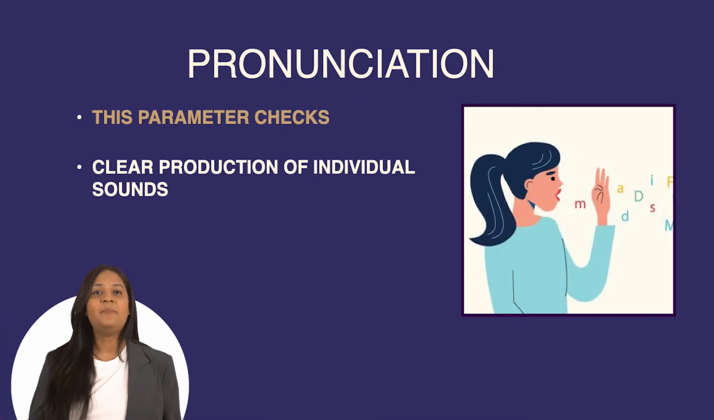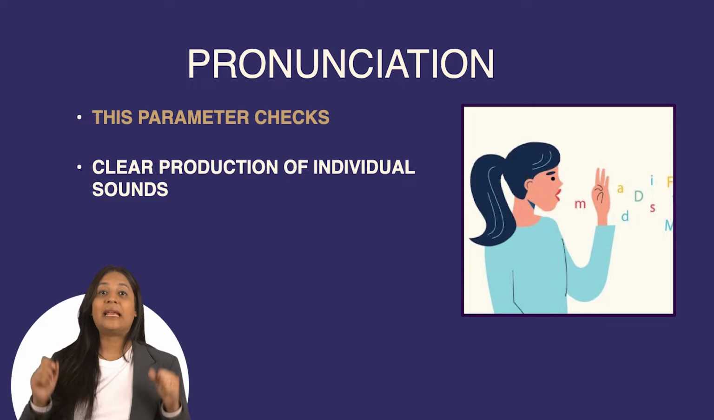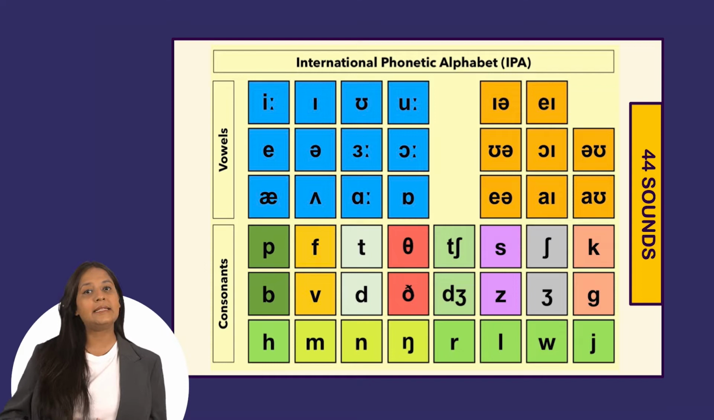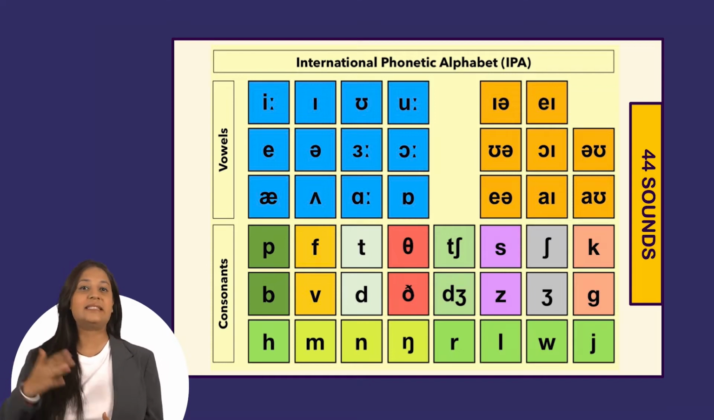To commence with, it checks if individual sounds are clearly produced. According to the International Phonetic Alphabet, there are 44 sounds in the English language. These sounds should be crystal clear and enunciated using the right manner if somebody is aiming for a higher band score such as 7 or 8.